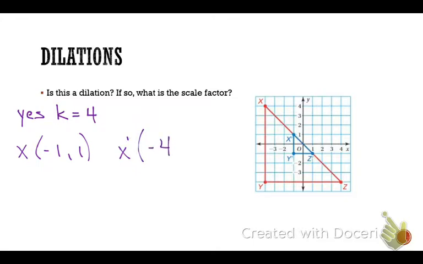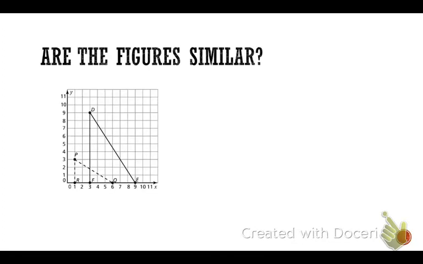Do you agree that I could operate by that same scale factor to multiply by 4 to get to my new ones? Okay, so whether you're comparing angles or sides, you should still be able to prove the dilation of k equals 4. All right, you are going to have to tell me what the scale factor is. Okay. All right, last but not least, are the figures similar?